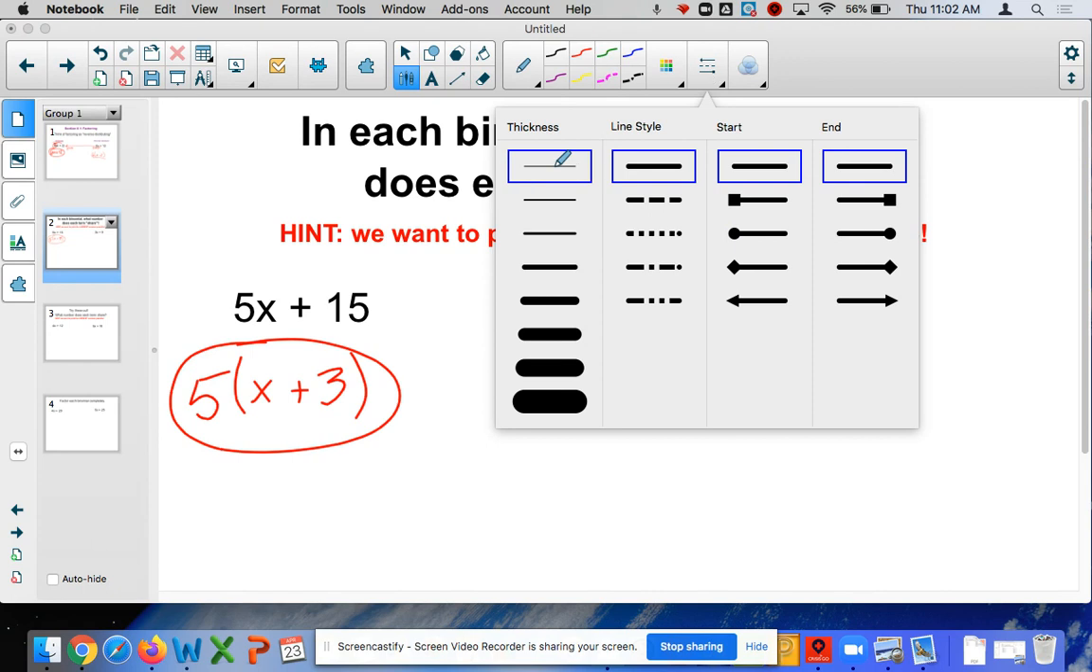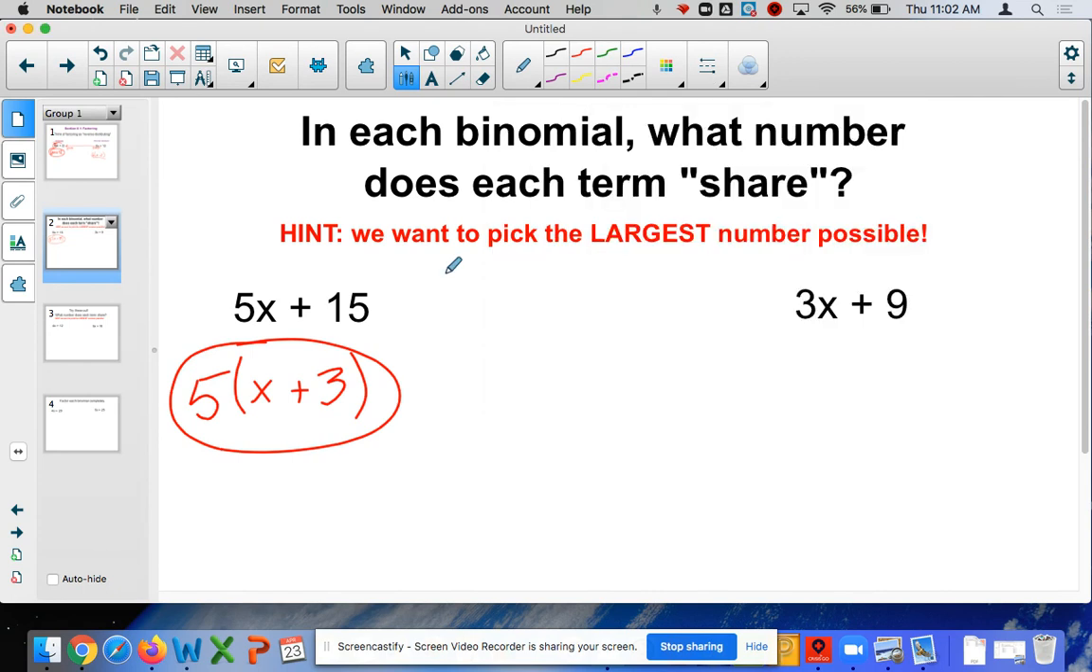Now let's go over to the next binomial. We have a 3x plus 9. We want to ask ourselves, what number does each term in that binomial share? What number does the 3 and the 9 both share? What do they have in common? It's a 3. 3 times what gets you 3x? It's x. 3 times x gets you 3x. 3 times what gets you 9? So take 9 divided by 3, and you get 3. And just like that, we're factored.